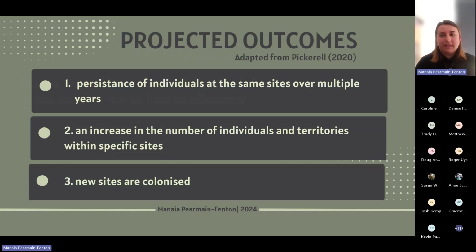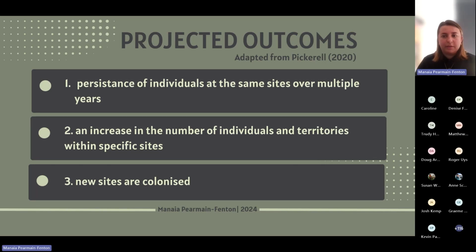So we wanted to know where the kakaruwai were going once they left their natal territories inside the eco-sanctuary, and more importantly, if they were able to persist and breed in these new areas. Our objective was to investigate if this translocated population was demonstrating effective dispersal or positive spillover.